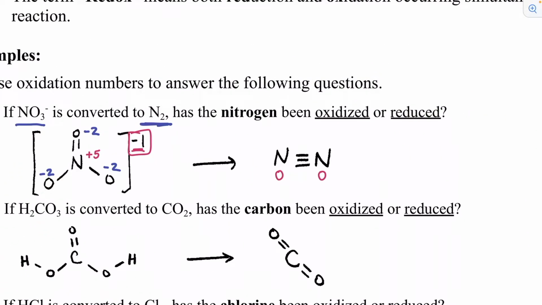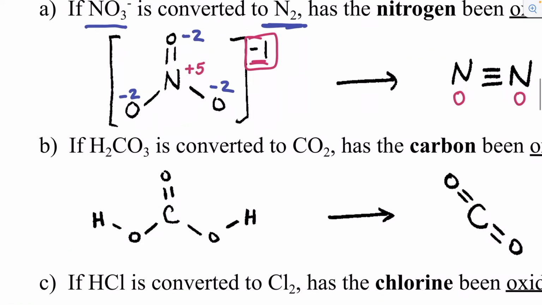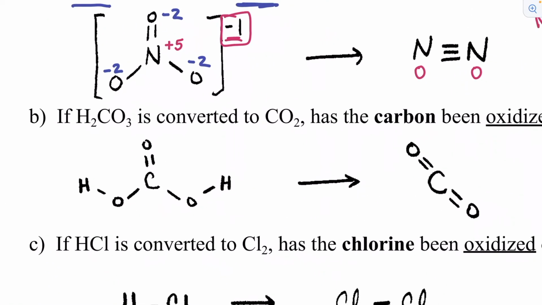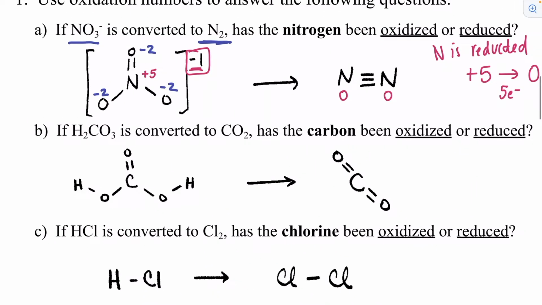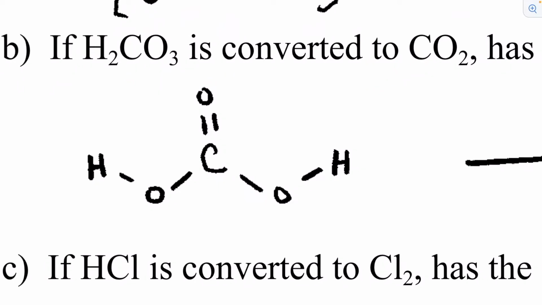In this case, the nitrogen is going from +5 to 0. Take a guess now as to whether that's oxidation or reduction. If you said reduction, you would be correct. Nitrogen is reduced. It's gaining 5 electrons, going from +5 and gaining 5 electrons to become 0. Okay, let's do the second one. If H2CO3, that's carbonic acid, is converted to CO2, has the carbon been oxidized or reduced? So we need to do the oxidation numbers again. Let me show you how that comes out.